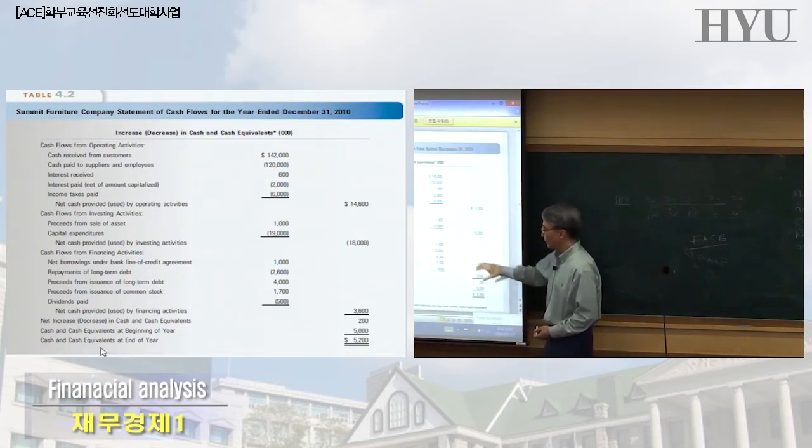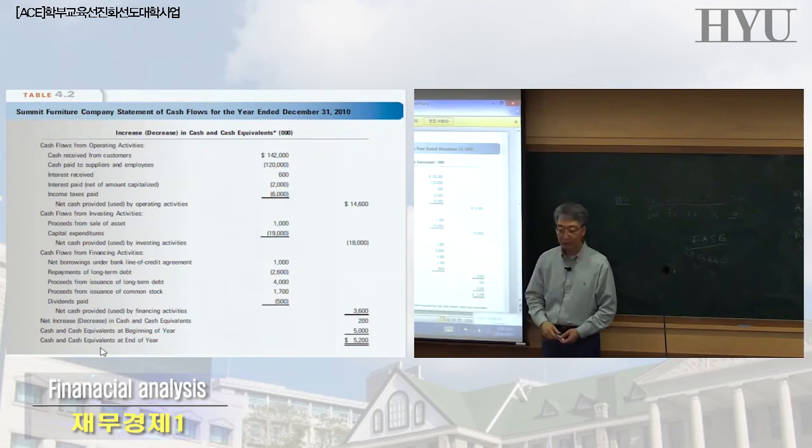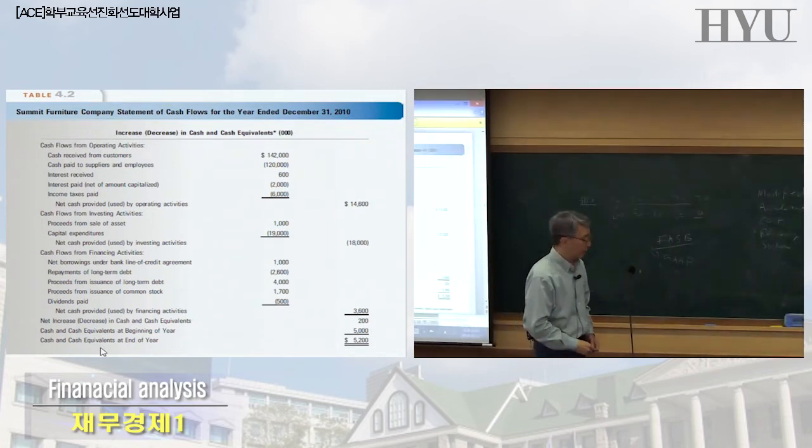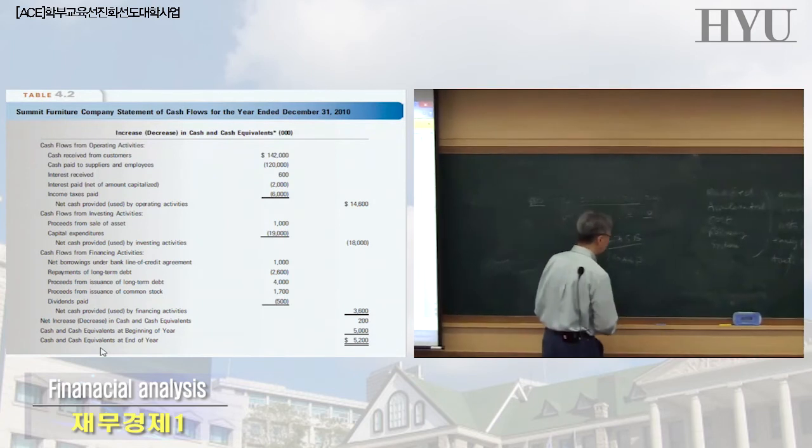Then the last item, the financing activities. This is what we call the balancing item.